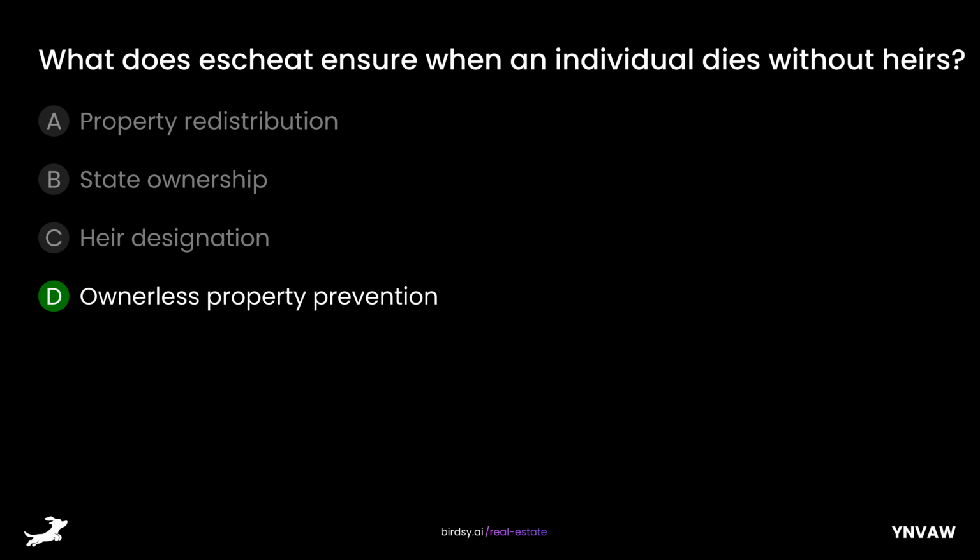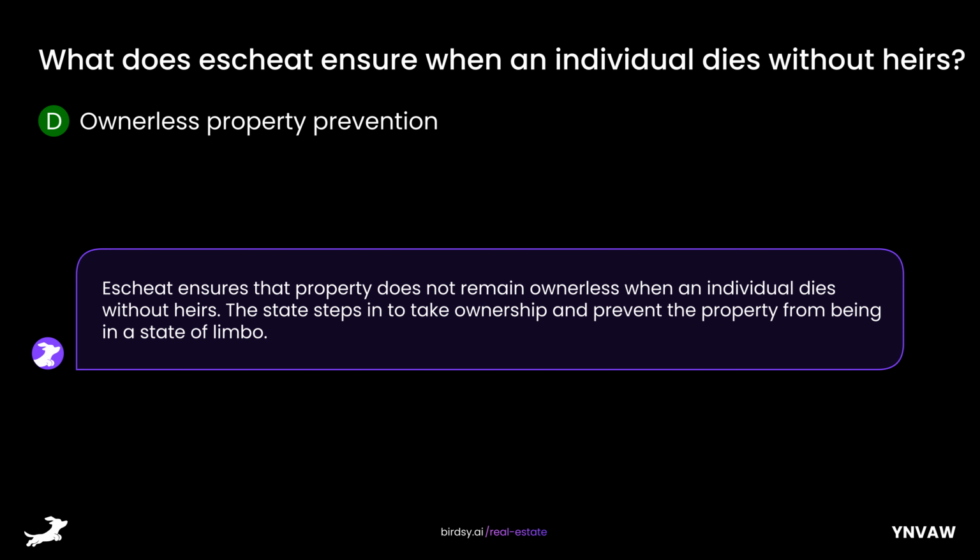Ownerless property prevention. Escheat ensures that property does not remain ownerless when an individual dies without heirs. The state steps in to take ownership and prevent the property from being in a state of limbo.